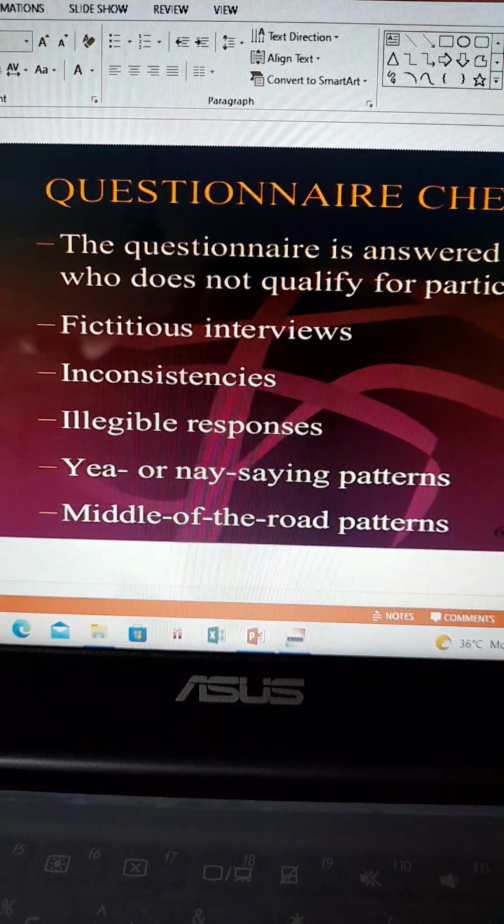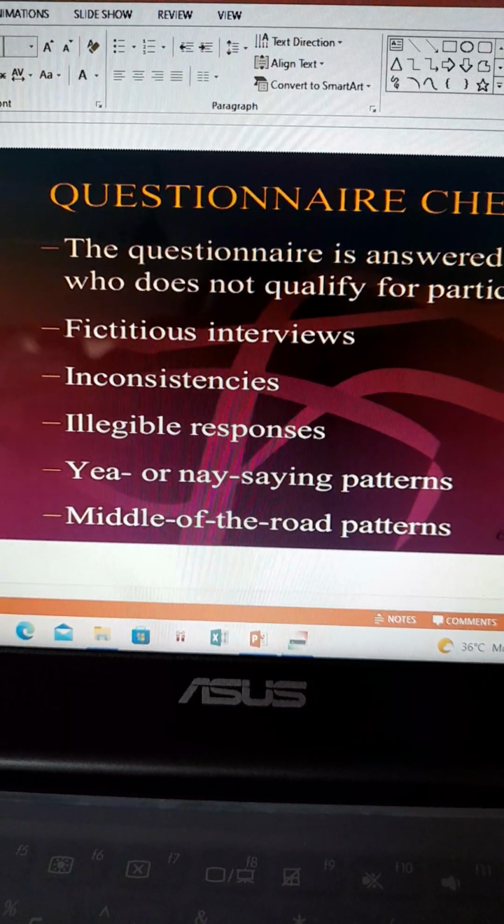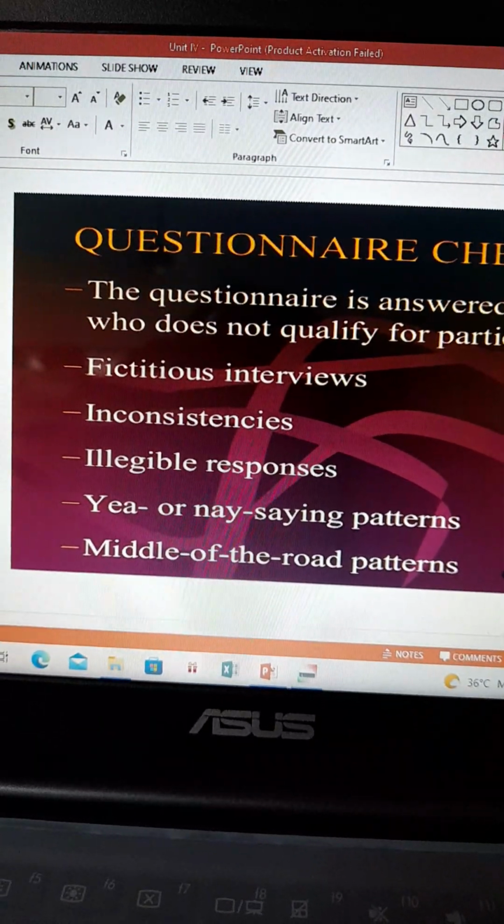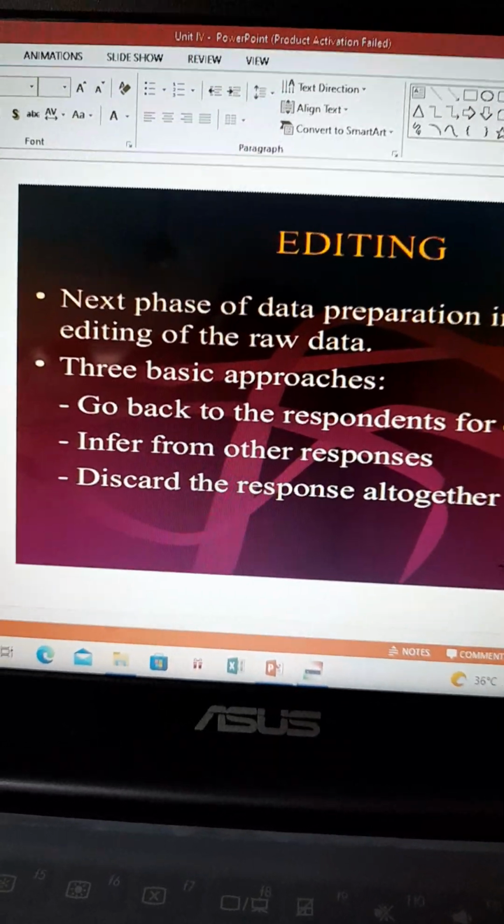Illegible responses. Then yes or no saying patterns, and middle of the road patterns. All this will be there.